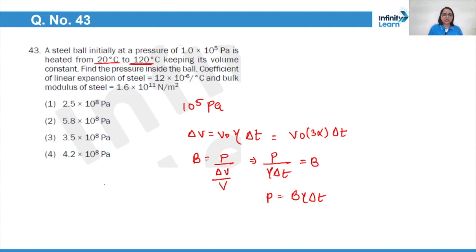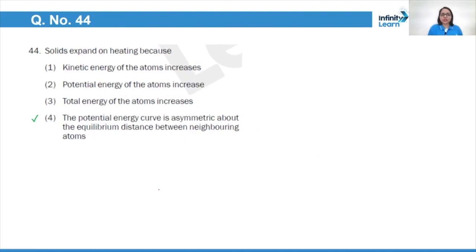So bulk modulus is 1.6 into 10 power 11. Gamma is 3 alpha. So this is 3 into alpha, 12 into 10 power minus 6, into delta T, that is 100. 20 to 120, 100 degree. Right. So pressure inside the ball will be 5.8 into 10 power 8 pascals. Okay. Next is question number 44.